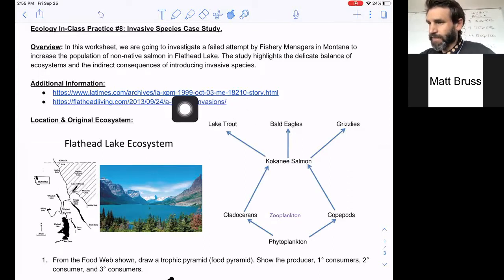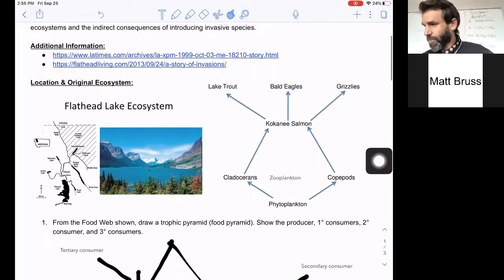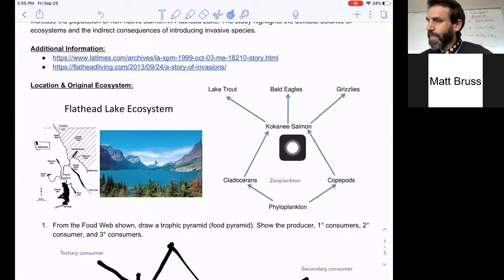I found a couple articles about this collapse, this mismanagement of this beautiful ecosystem. One from the Los Angeles Times and the other from a magazine or newspaper that's more local to the Flathead area. So from a research article, I've recreated the food web in Flathead Lake with phytoplankton at the bottom.